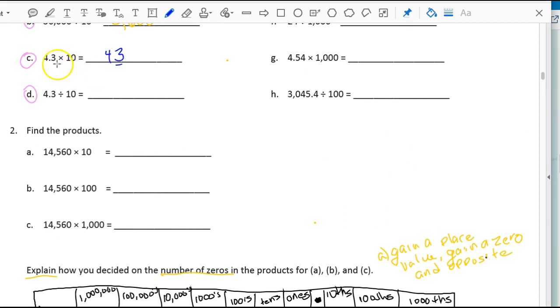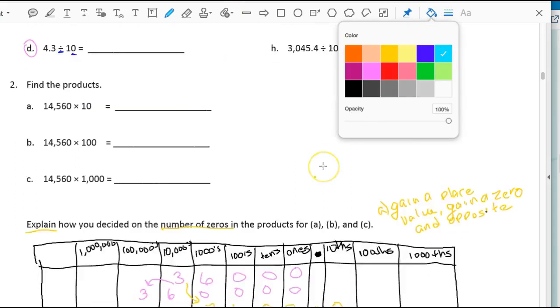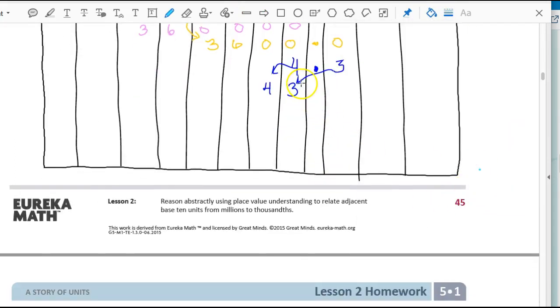43. And we gained a place value. This time we're going to lose a place value, so we're going to go with a lighter color this time. So we can do it again. So we had 4 and 3/10, and this time, because we're dividing, it's going to lose a place value. And so is this one.